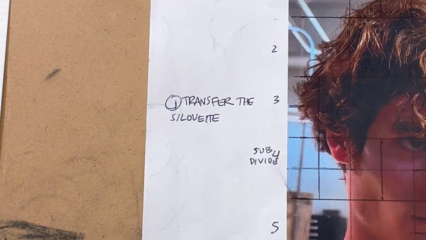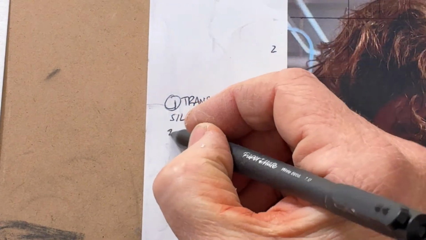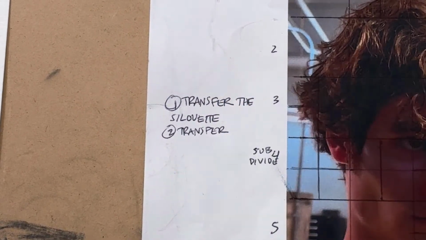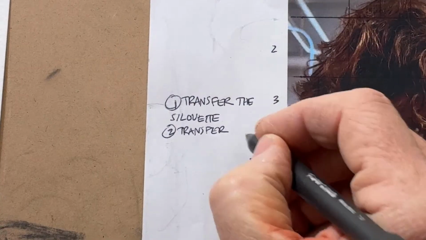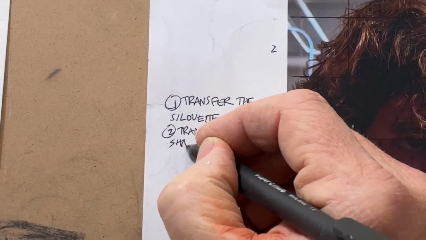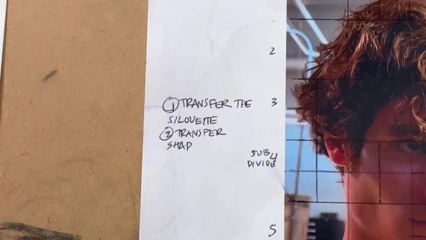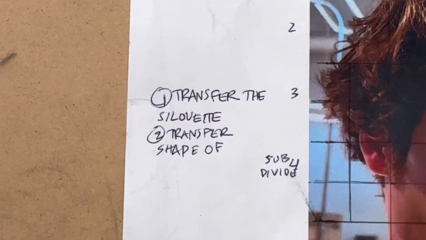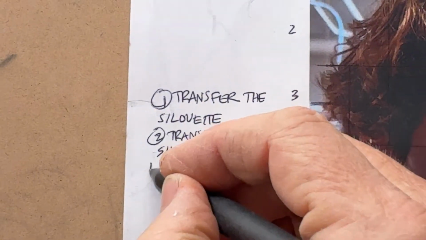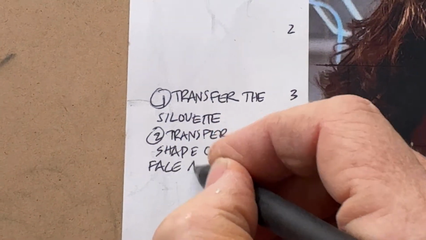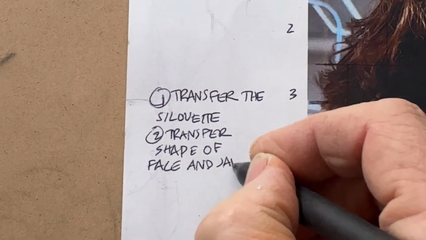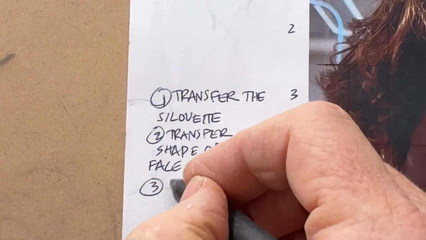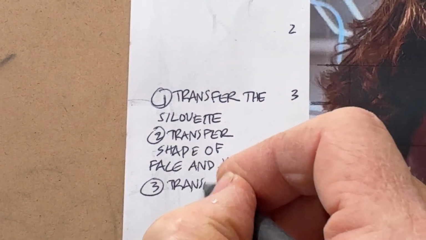So let's take a couple minutes. Oh, number 2, transfer the shape of the face and jaw, okay? Pretty much. And then number 3, transfer, write this down.